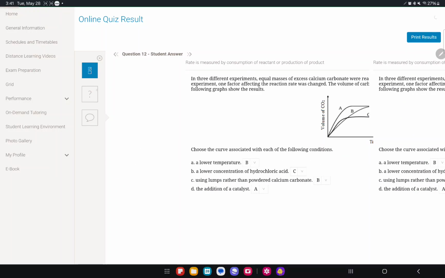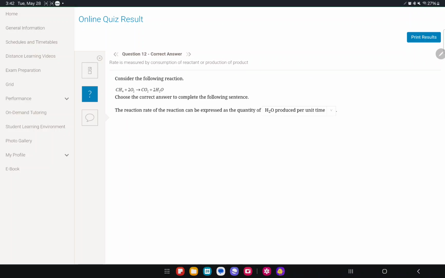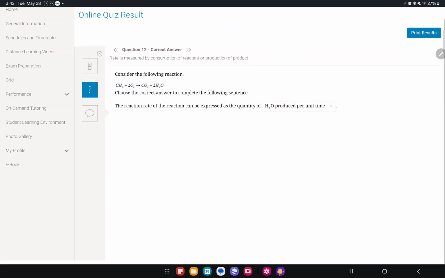Question 12. They give a reaction CH4 plus 2O2 to produce CO2 and 2H2O. The reaction rate can be expressed as the quantity of H2O produced per unit time. Remember, the rate always has to be per unit time. It can't be anything else. But if it was a reactant, then you would say used up, not produced. But since H2O is a product, we say produced. Okay, question 13.